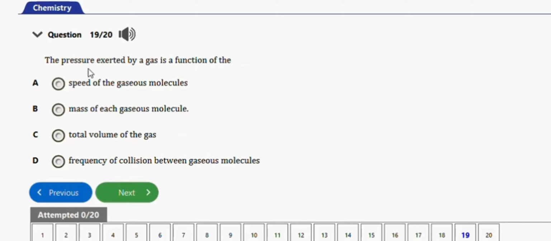It says the pressure exerted by a gas is a function of speed of the gaseous molecules, mass of each gaseous molecule, total volume of the gas, frequency of collision between gaseous molecules. So the right answer to this question is option D, which is frequency of collision between gaseous molecules. The last question before I end this video will be this one.